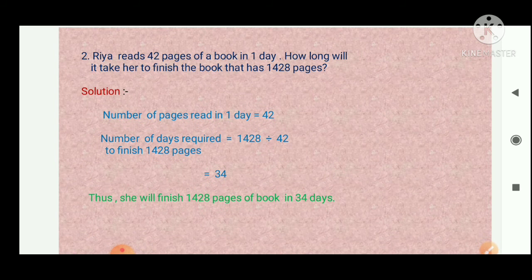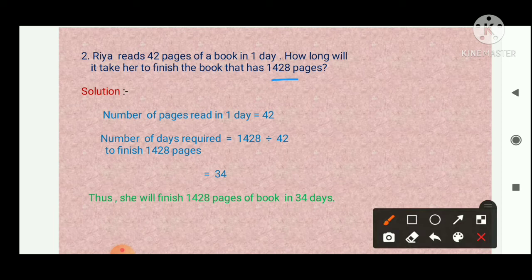Ria reads 42 pages in one day. How long will it take her to finish a book that has 1428 pages? See students, here Ria reads 42 pages in one day. Then we have to find out, in one book the total number of pages is 1428. To read these pages, how much time does she require? Let's see the solution of this word problem.